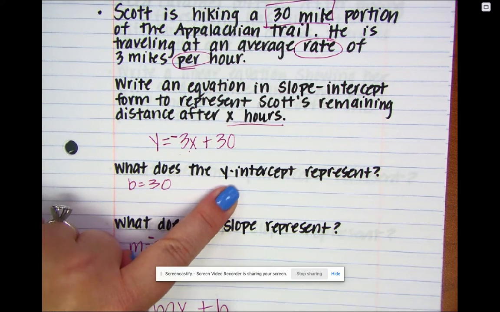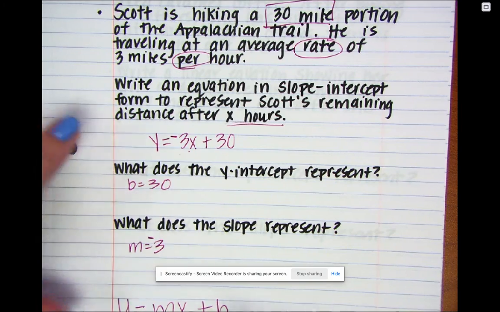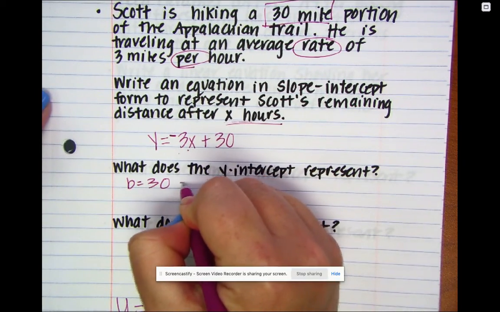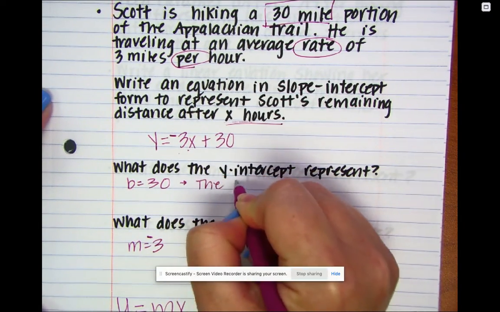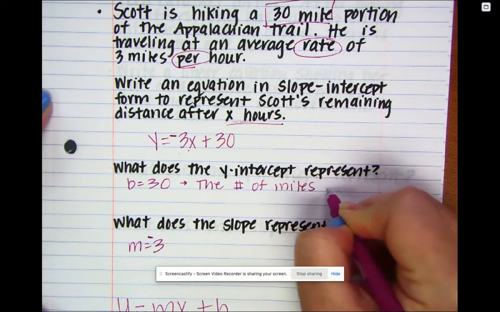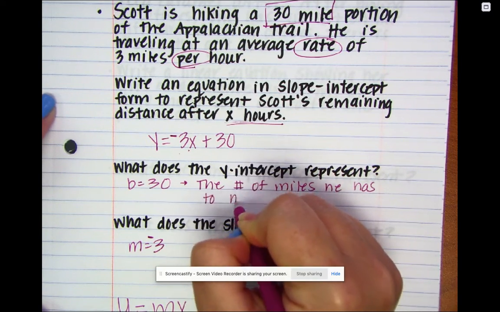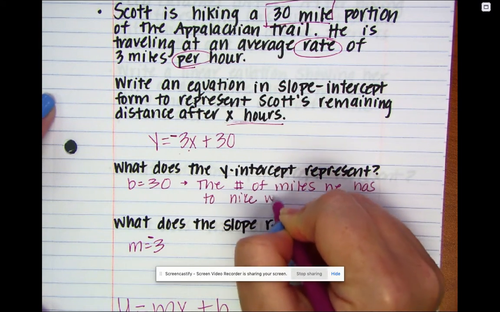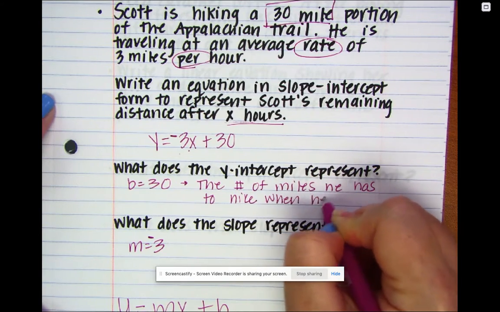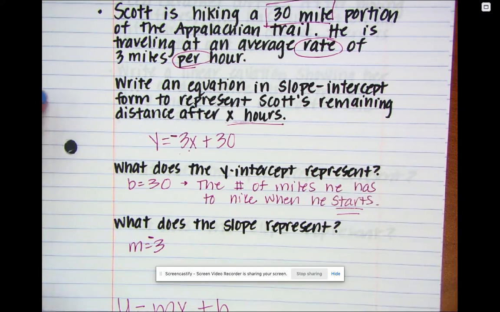So what does that y-intercept represent? What does 30 represent? 30 represents the number of miles he has to hike when he starts. So the keyword there is starts. When he begins, he has 30 miles to hike.